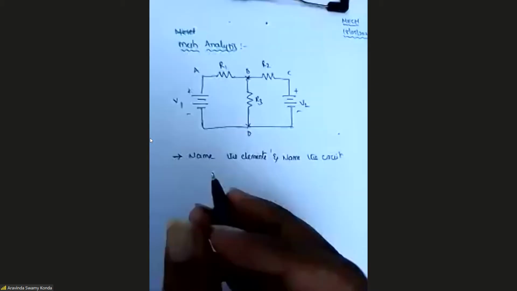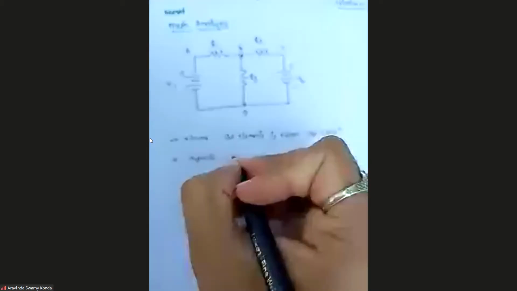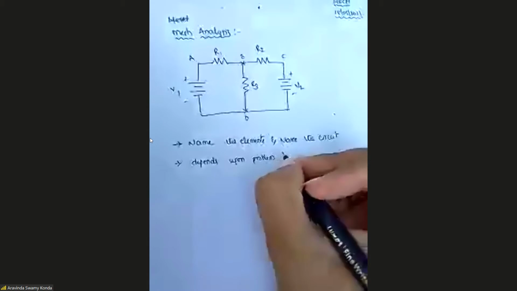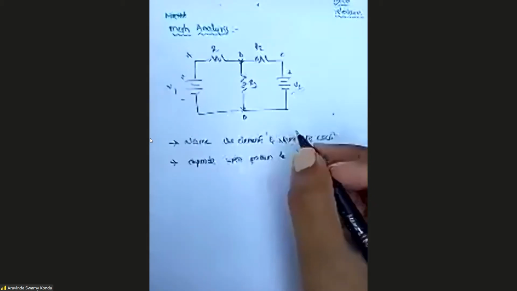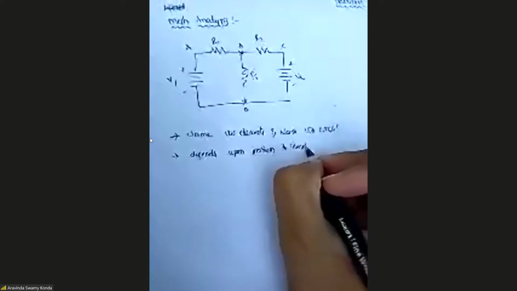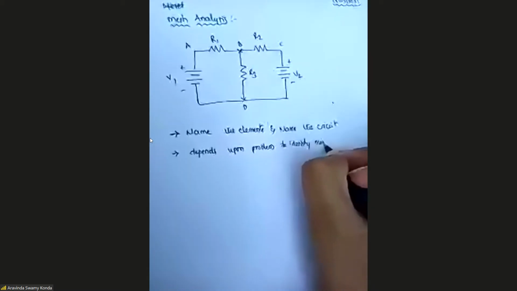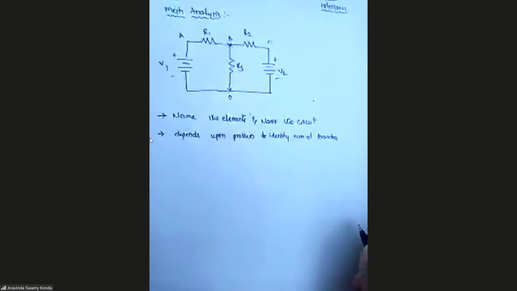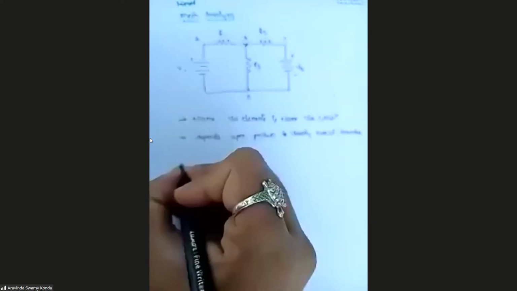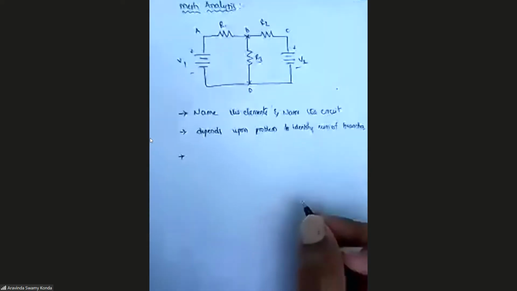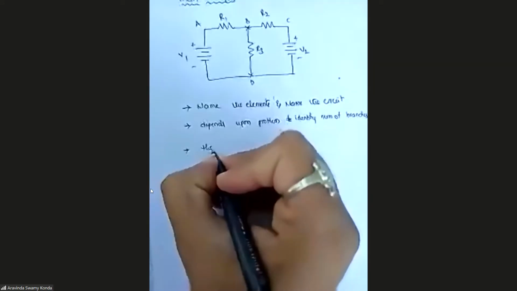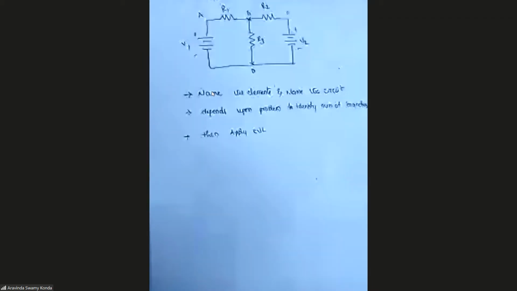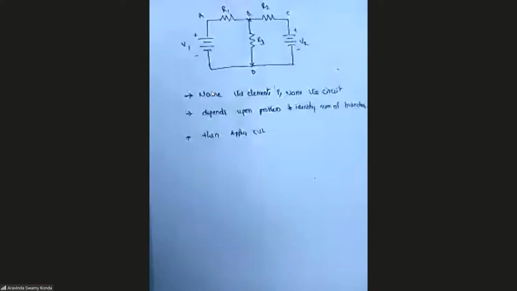Then, depending upon the problem, identify the number of branches. Next, identify the number of branches, then you want to apply KVL. So what is the process for applying KVL, do you know? First, what do you want to do?